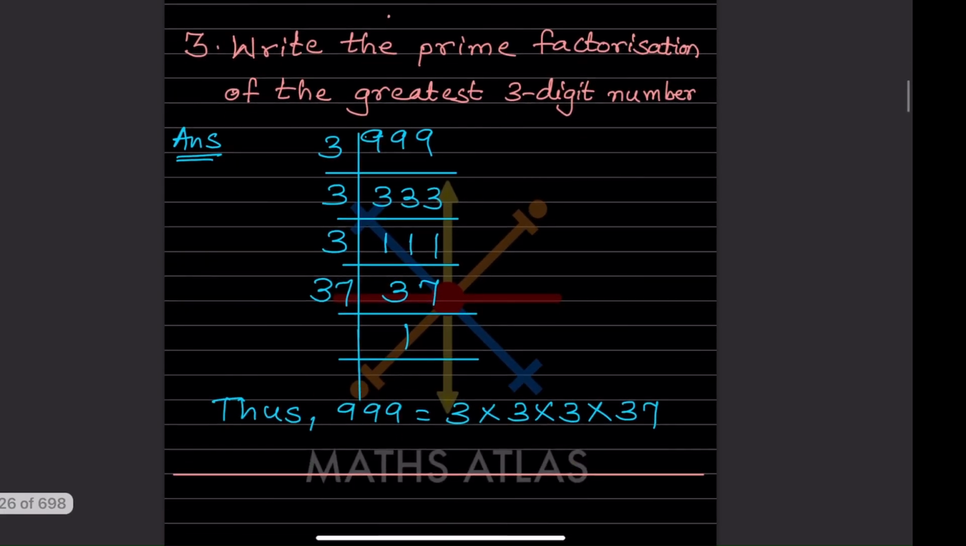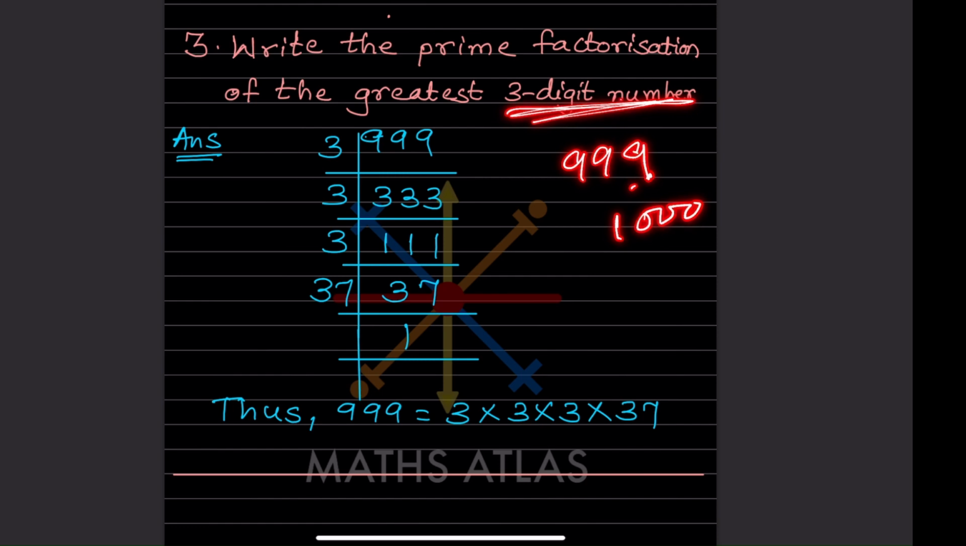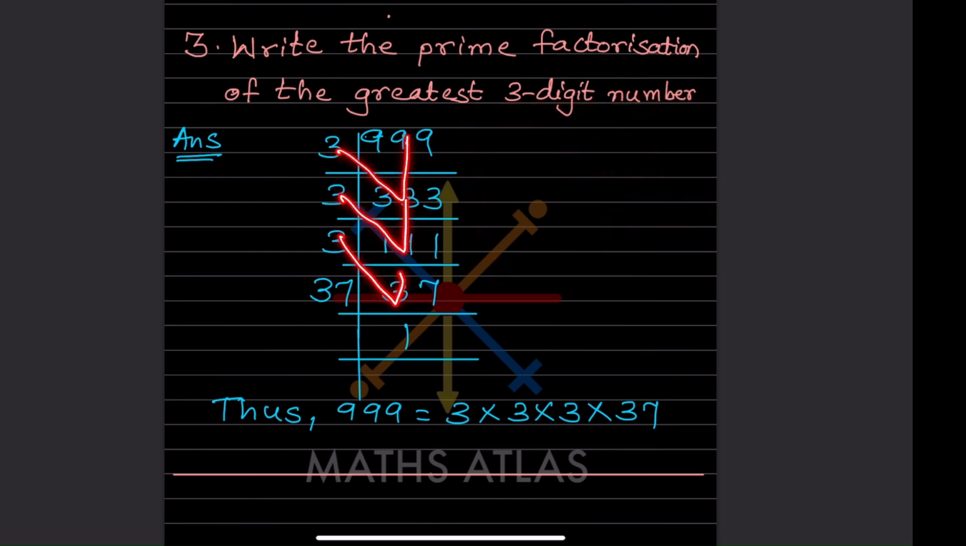Now, write the prime factorization of the greatest three-digit number. So which is the greatest three-digit number? You know that is 999. After that, what will be there? That is 1000. So the greatest three-digit number is 999. Directly they haven't given the number, but they said you have to find the prime factorization. So you will do the same way, but you have to decide what that three-digit number is. And here, 37 is left as it is. Why? Because it's a prime number, so we cannot factor it. So this is the answer.